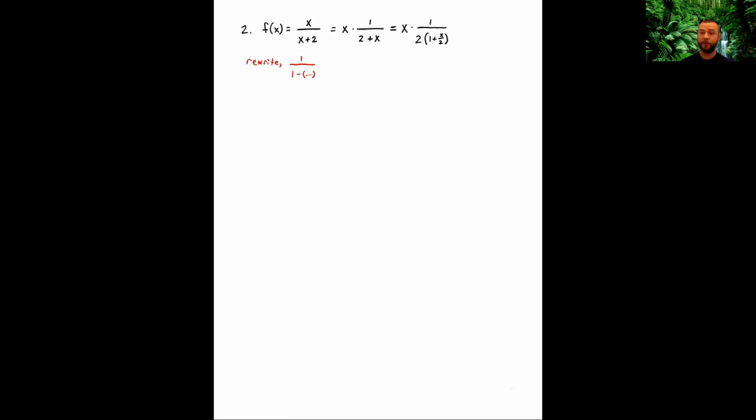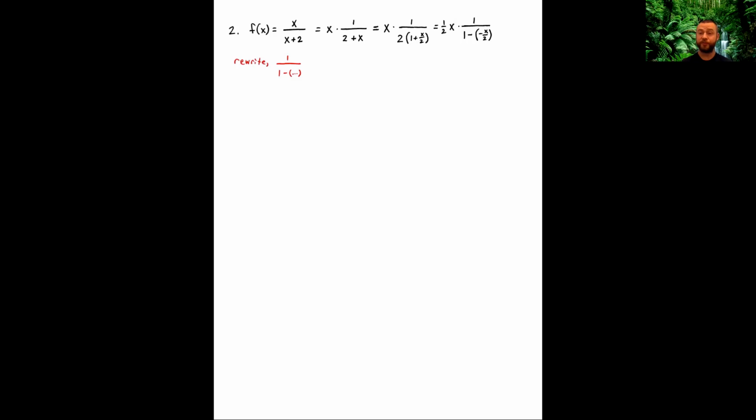Now, this result still doesn't quite look like what we want. We have now 1 divided by 1, but not minus something, plus something. So we can use our previous trick. That denominator is of the form 1 plus something. We can rewrite that as 1 minus negative x over 2, the double negative canceling out to a positive to work backwards.